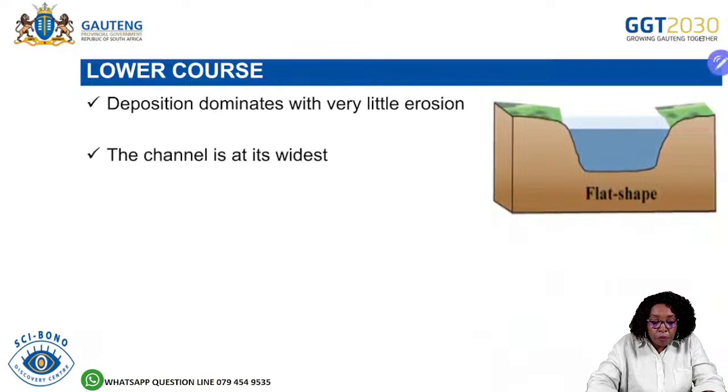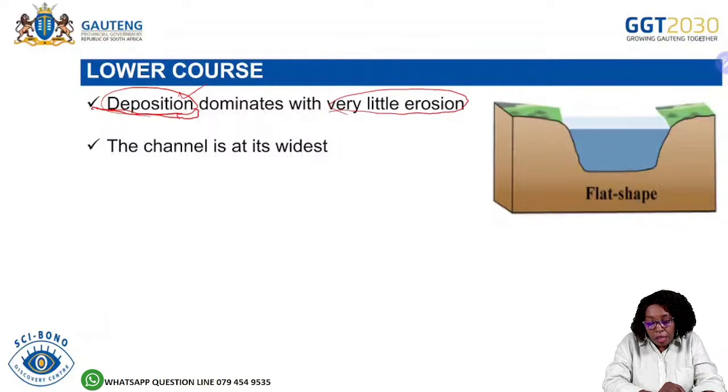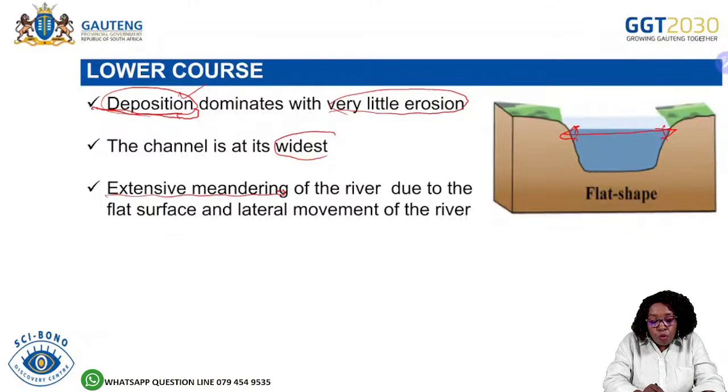Then we look at the lower course. Here, the fluvial processes that we referred to right at the beginning, what dominates now is deposition, where there's very little erosion taking place. The channel is at its widest. Comparatively, when you look at the river channel here, it is wider than when we looked at the first diagram. The other thing we can identify is that there is extensive meandering. Remember, we said in the middle course there would be development of the meanders. But now here, the river starts to meander extensively due to the flat surface and due to lateral movement of the river there.